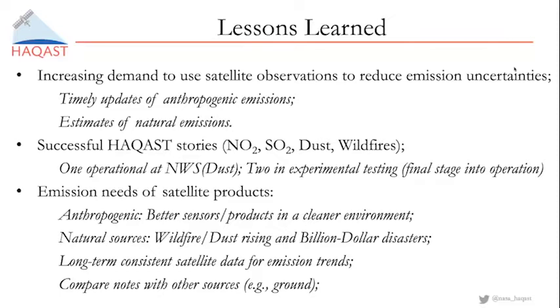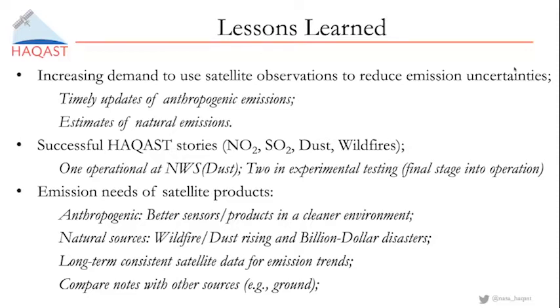So basically, satellites or other observation-based sources are the only way to go. There's no other way. We have seen some successful HAQAST stories. For example, in our project, we developed 4 emission data assimilation packages for NO2, SO2, dust, and wildfires. One is already in operation by the National Weather Service, and 2 are in experimental testing, in the final stage into operations. And next, we're going to hear great stories by Brad Pierce and Barron Henderson about other successful stories using satellite data to improve emissions.